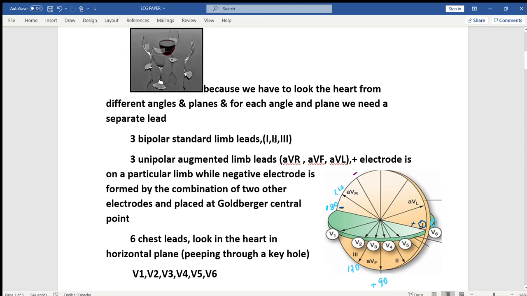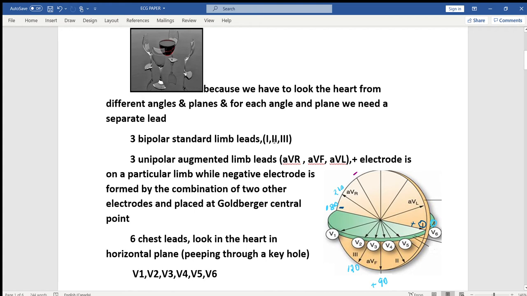So when we combine these two and the third, their potential will be more, and when we compare with this, there will be much more potential difference. So in this way, if you use lead number 2, we will place this one, and we will combine the third and first together, and we compare the potential of the first and third with this second. So in this way, we combine that.